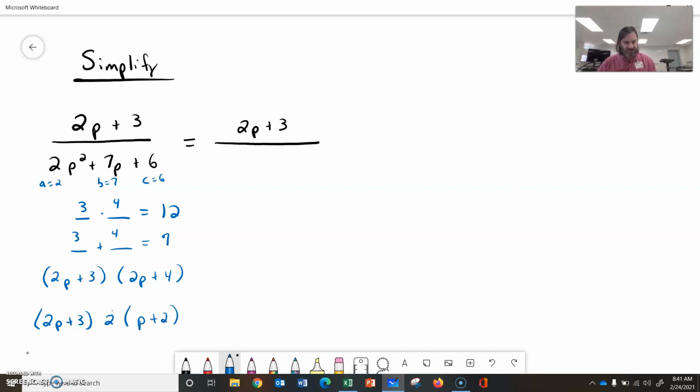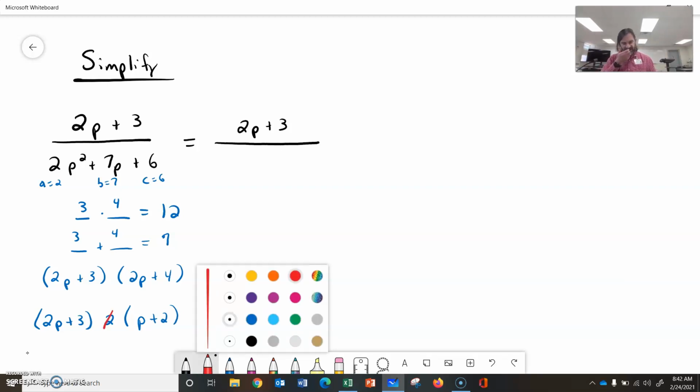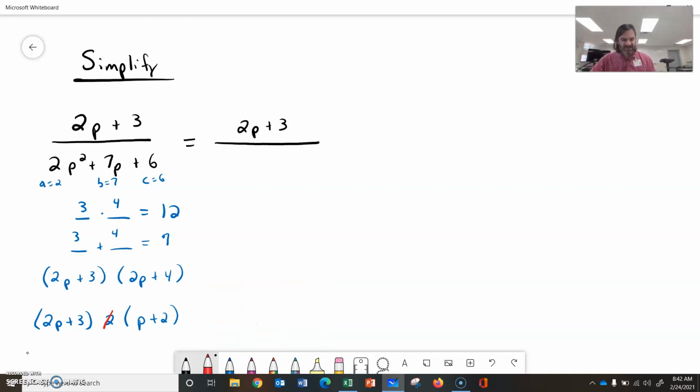And remember, we're going to mark out that 2 that we pull out. So this thing is factored completely, so the denominator will look like 2p plus 3 times p plus 2. And in that case, we did find a common factor. There's a 2p plus 3 up top and a 2p plus 3 in the denominator, so those cancel out. So be careful. That reduces to a 1 that we'll write up top, 1 over p plus 2.